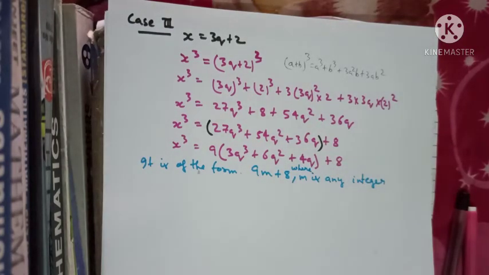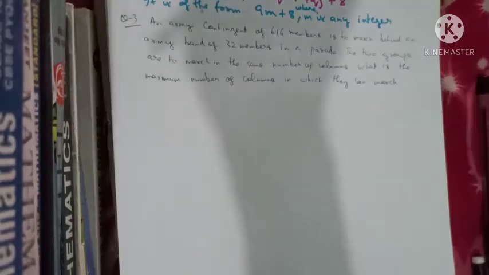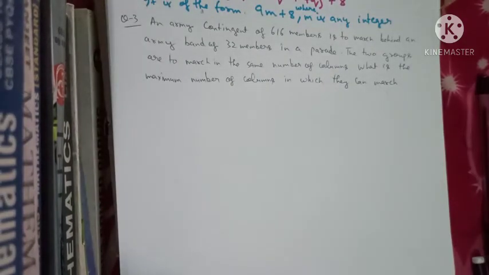So we have shown that the cube of any positive integer is either of the form 9m or 9m plus 1 or 9m plus 8. Okay, now the last question, that is question number 3.